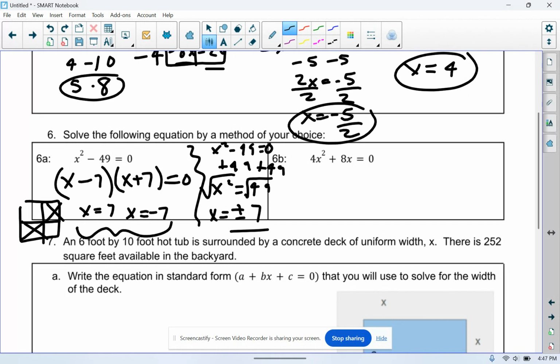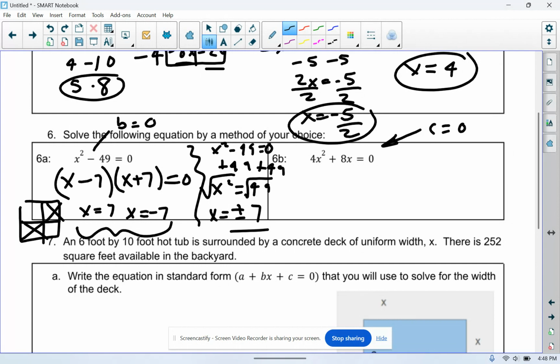So when I look at 6b, I notice there's no constant term. So square root's not going to be a good way to go here. So you have factoring or quadratic formula. There's nothing wrong with quadratic formula either for 6a or 6b. For 6a, going back to this, there's no b term, so b is 0. So you can just plug in 0 for b everywhere it shows up. And for this one, you can plug in c is 0 everywhere c shows up in the quadratic formula.